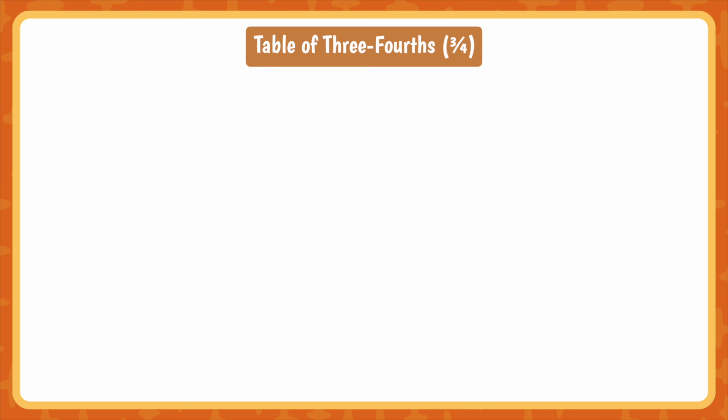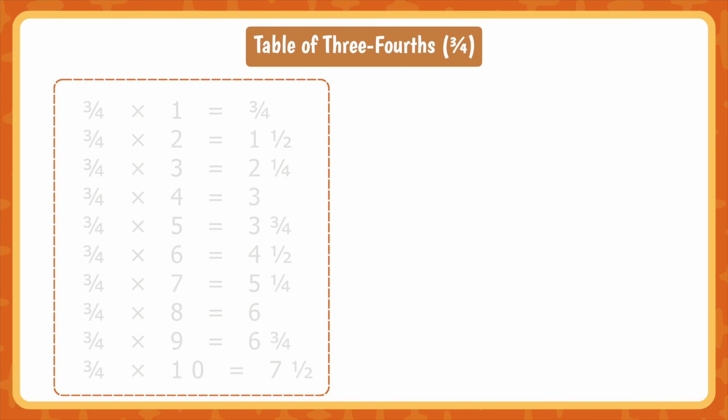Table of 3/4, 3 quarters. Let's read the table. 3 quarters times 1 is equal to 3 quarters. 3 quarters times 2 is equal to 1 and a half. 3 quarters times 3 is equal to 2 and a quarter.